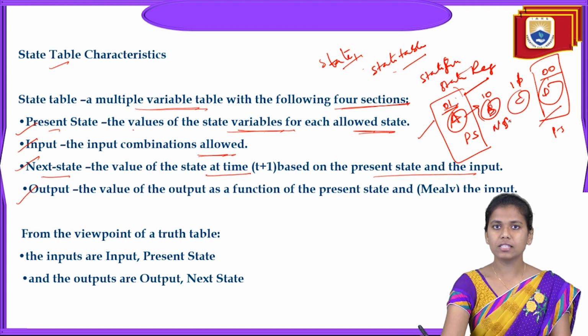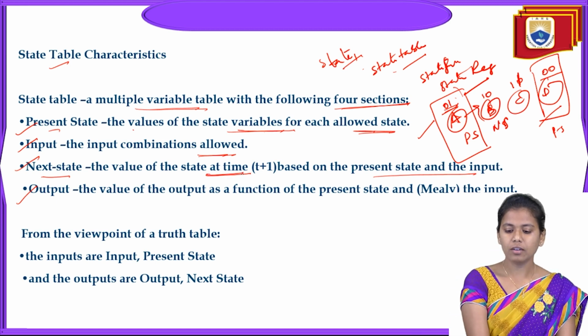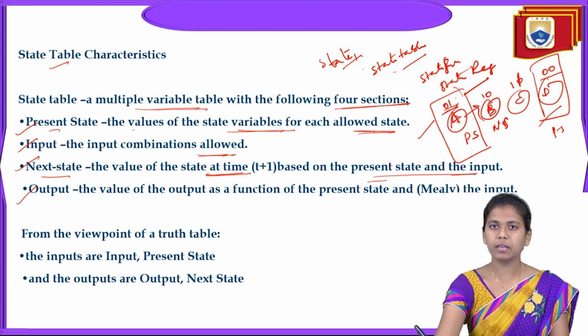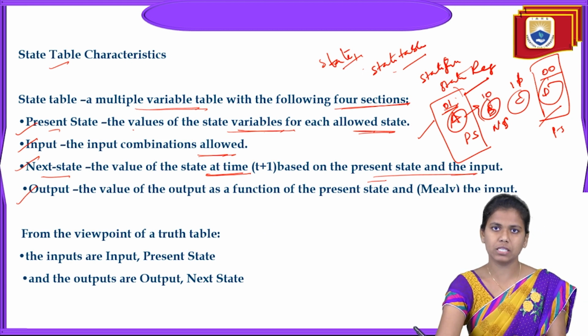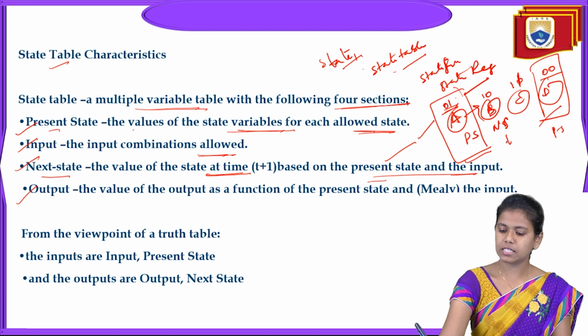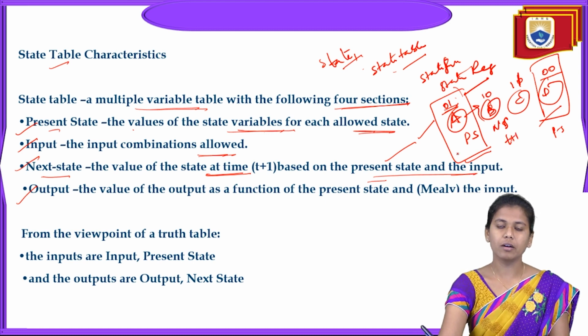So what does the next state hold? It holds a value based on the present state and the input. Whatever input is applied with respect to the present state, the time changes to t plus 1, because the present state holds the time t. When the transition takes place from one state to another, the time increases to t plus 1.